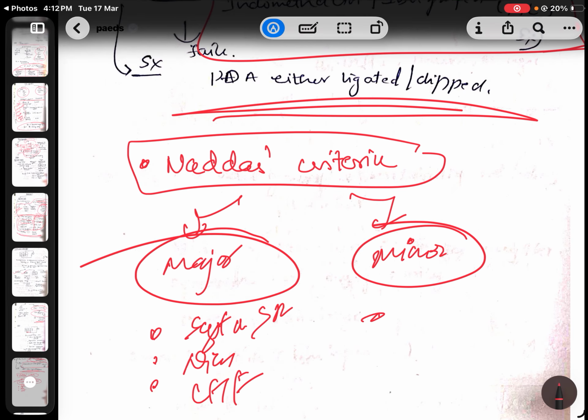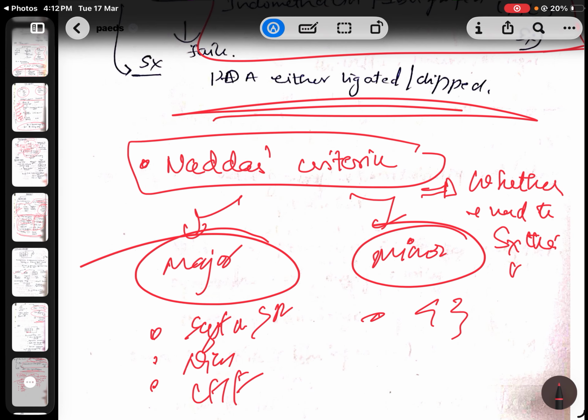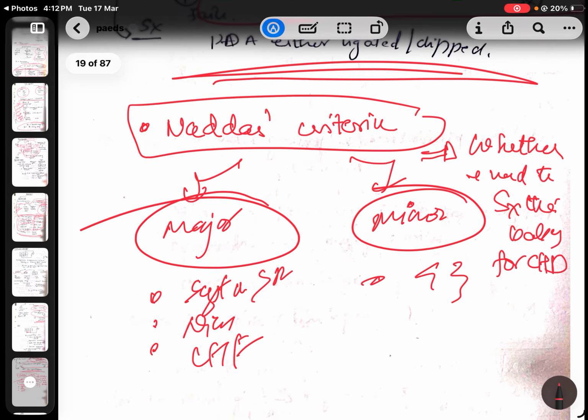And again here, what is the main thing? Systolic murmur less than grade 3. The main core idea of Nada's criteria was whether you need to screen this baby for congenital heart disease, because there was no echo at that time. Even now, if you want to send a baby for echo, you need to calculate the score and check whether you have to send the baby for echo or not. Though now you can do echo right and left, this is the main core part of Nada's criteria. Nada is not Indian, he is from Germany, or I think from Russia somewhere, I'm not sure.